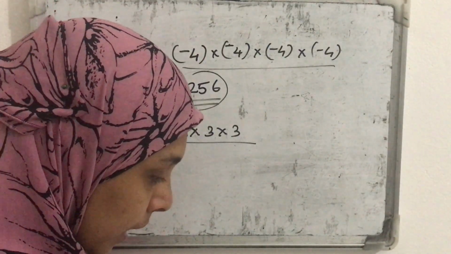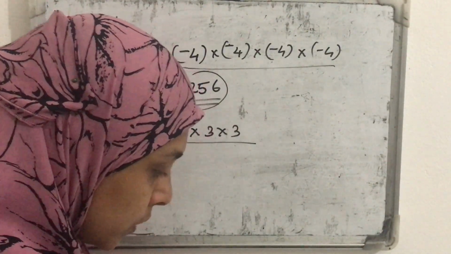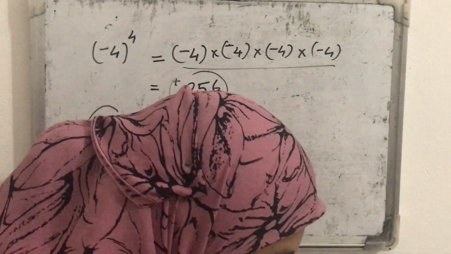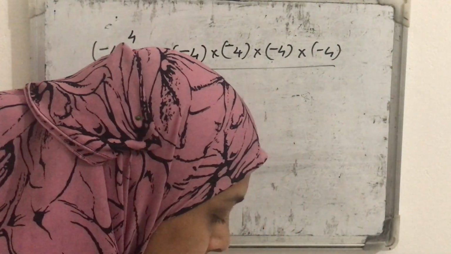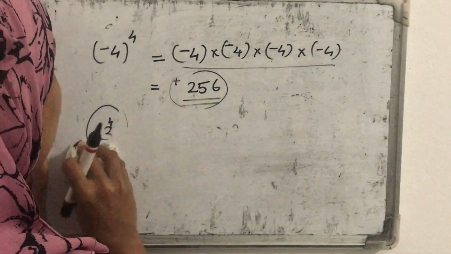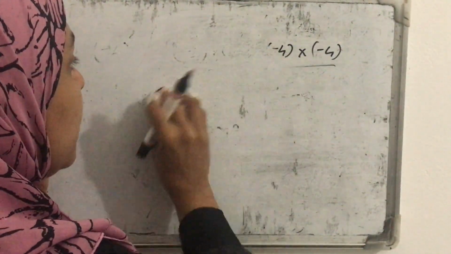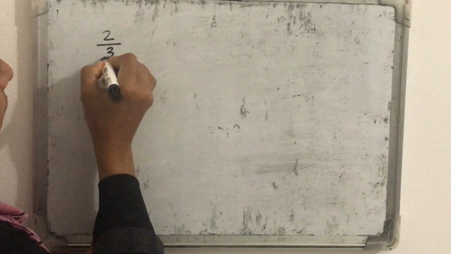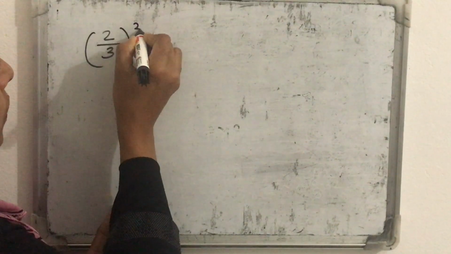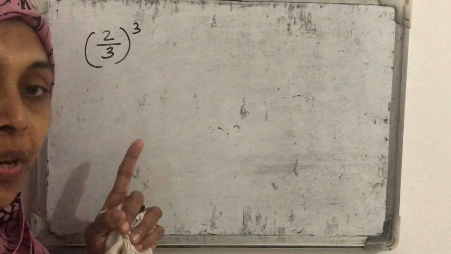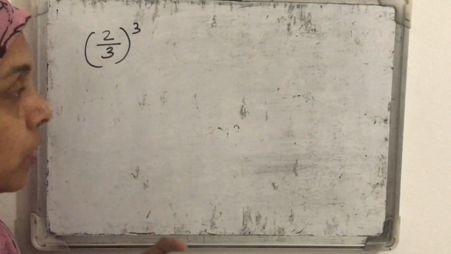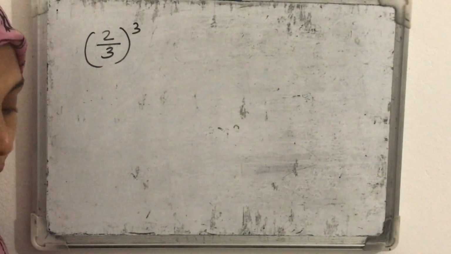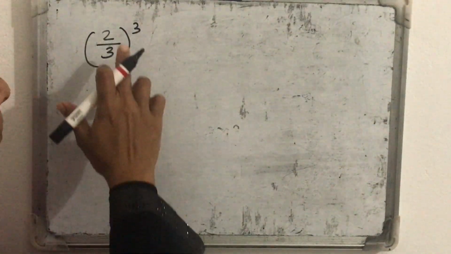Next, rational numbers we can also write in exponential form. Just listen. A rational number is given: find the value of (2/3) whole raised to 3. This is also in which form? Exponential form, because the power is 3 and the base is 2 by 3.